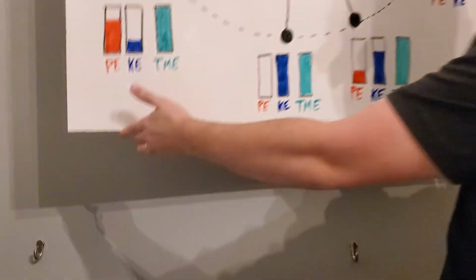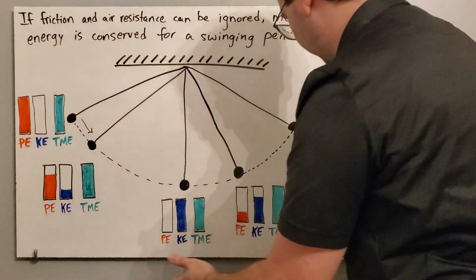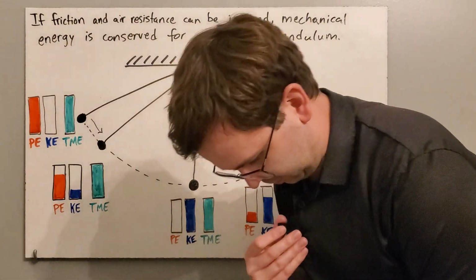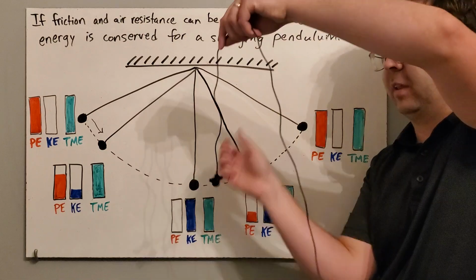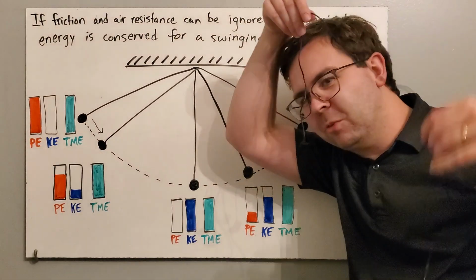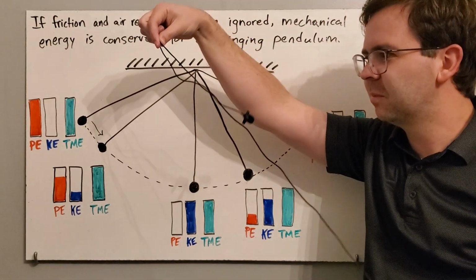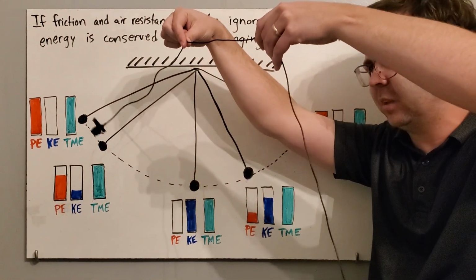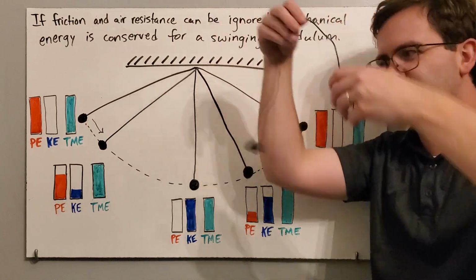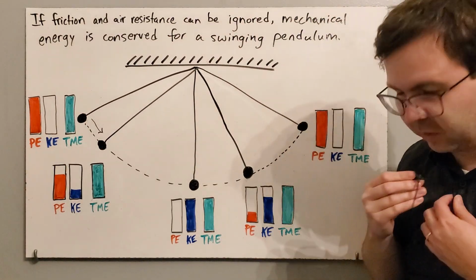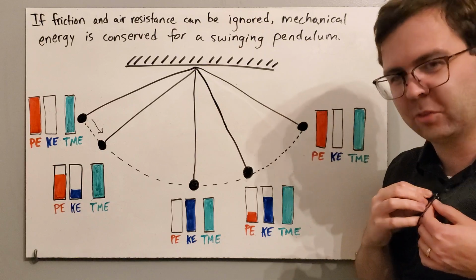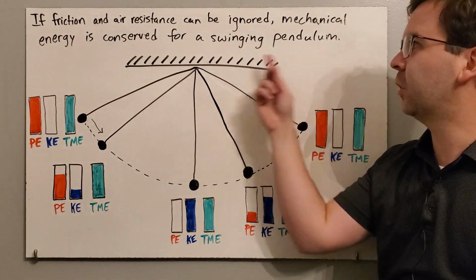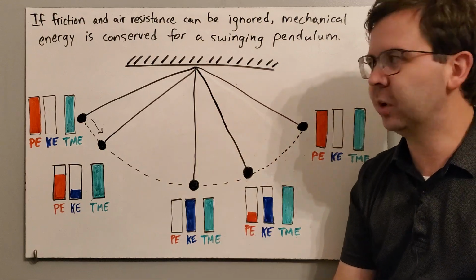So if you take an object and you let it swing back and forth, for example, my microphone. If I let my microphone swing back and forth like this, you'll notice it continues swinging for quite a while. And it continues swinging for quite a while because, if you can ignore friction and air resistance again, mechanical energy is conserved for a swinging pendulum.